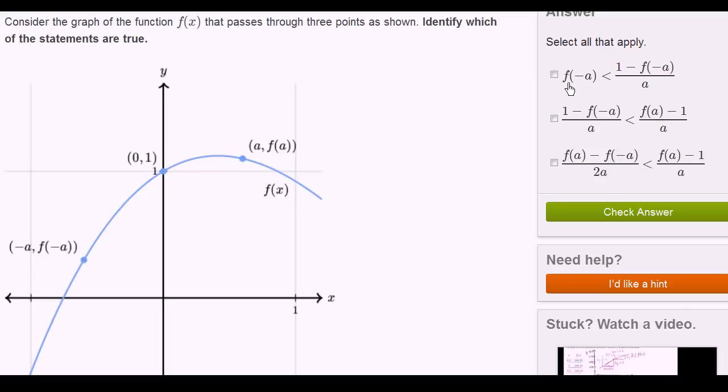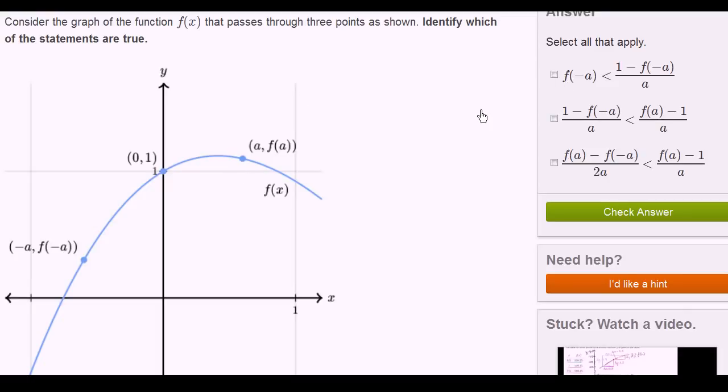Let's see, this first one says f of negative a is less than 1 minus f of negative a over a. So this seems like some type of a bizarre statement. How are we able to figure out whether this is true from this right over here? So let's just go piece by piece and see if something starts to make sense.